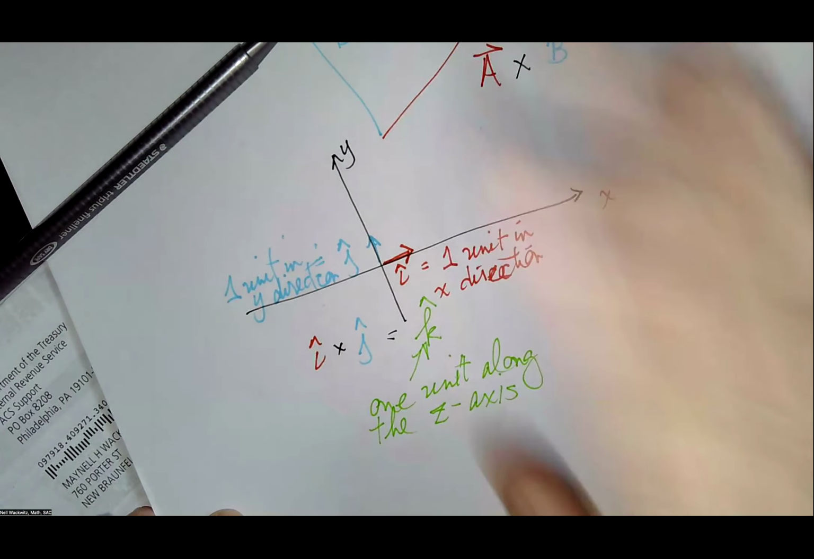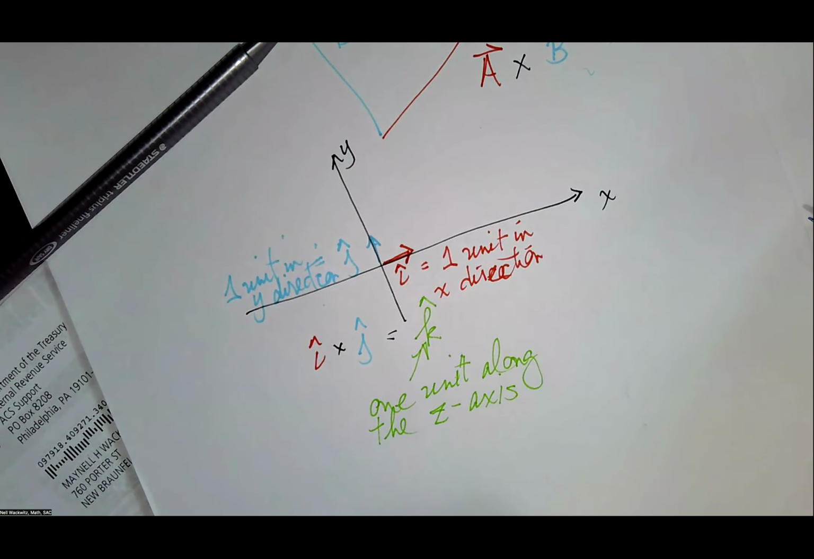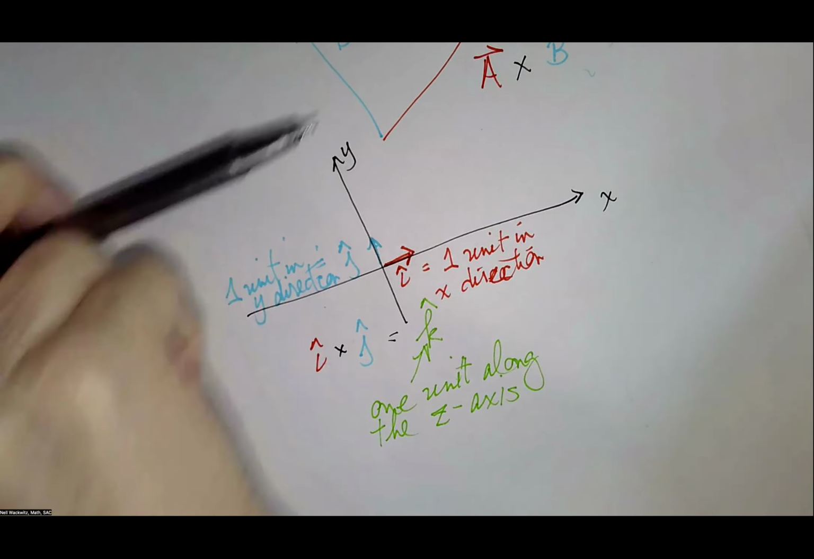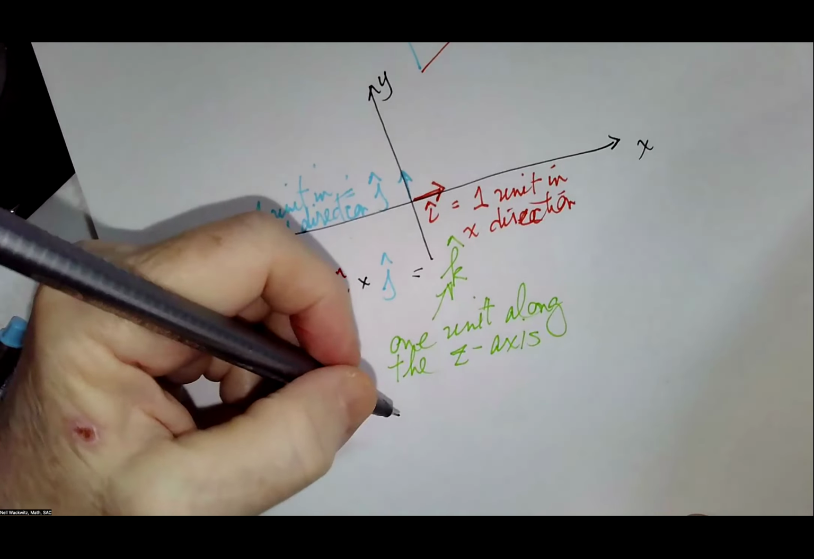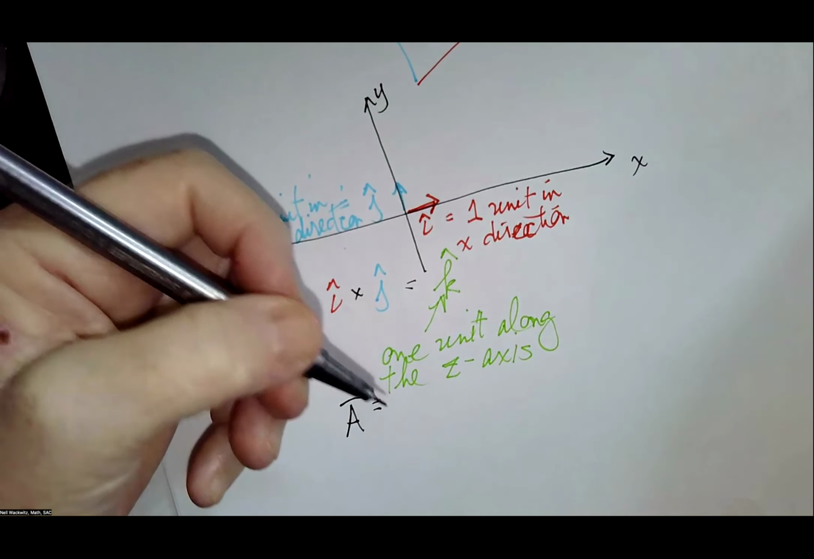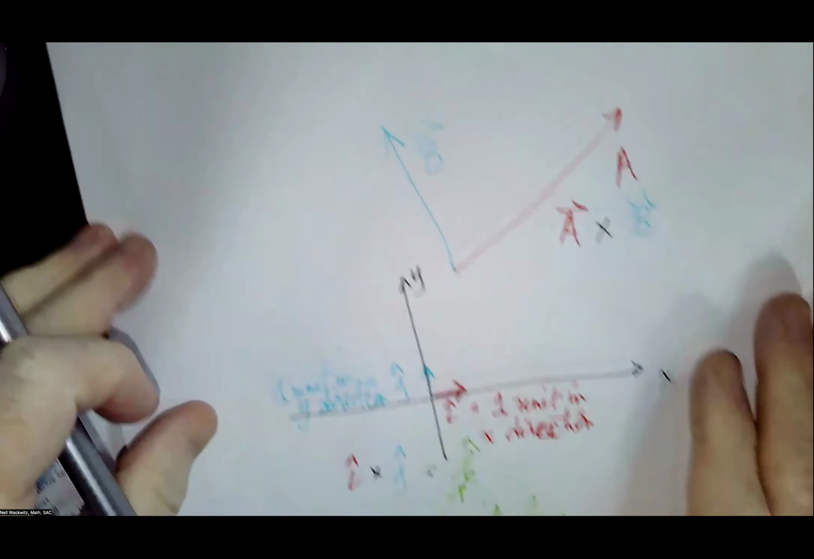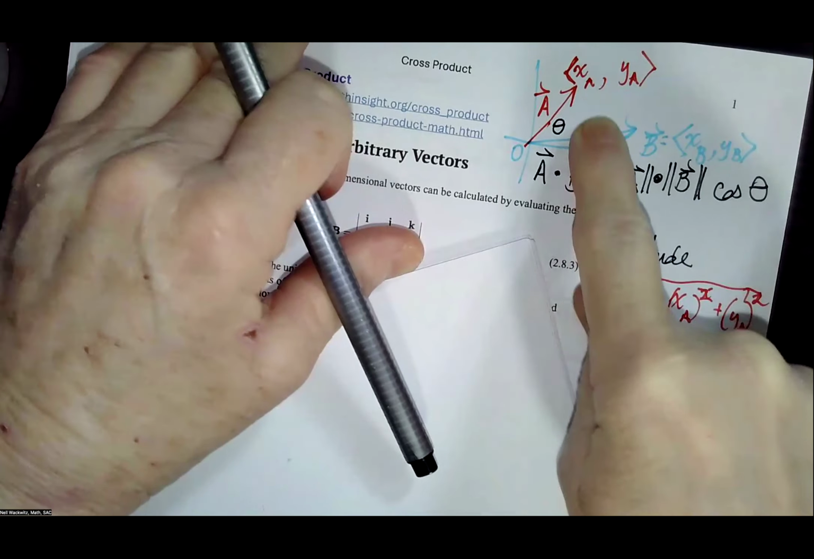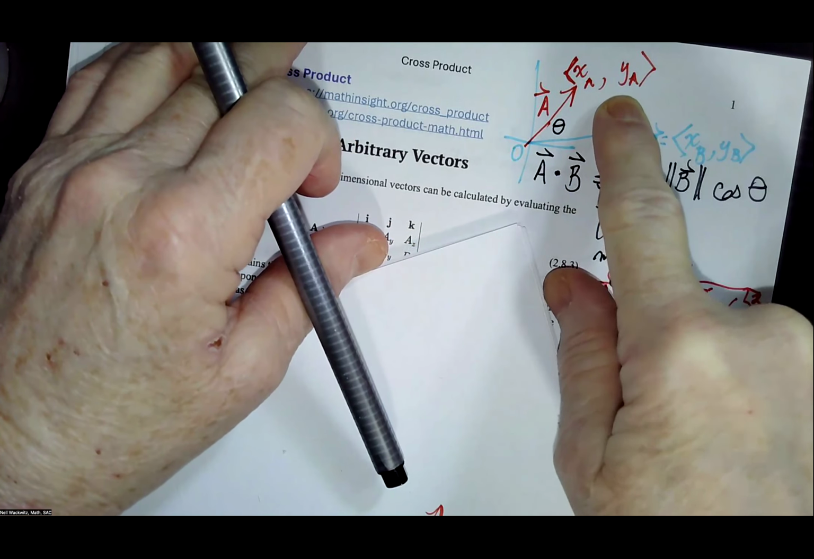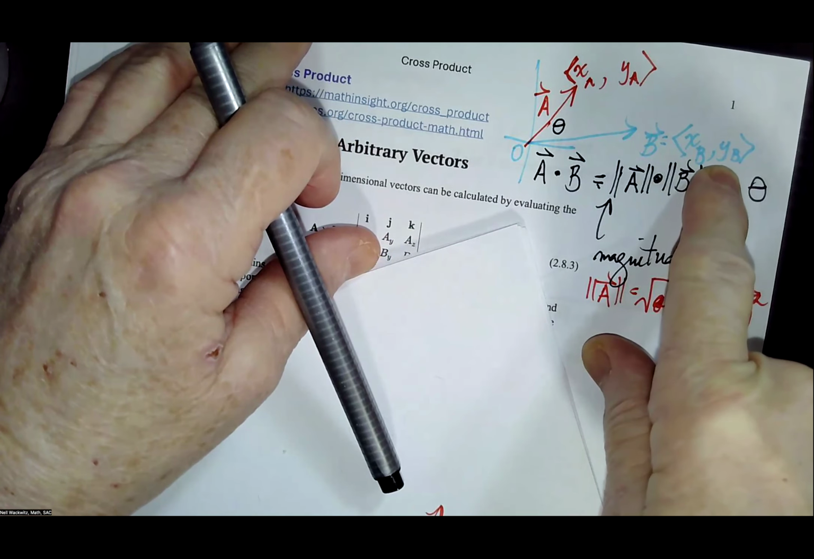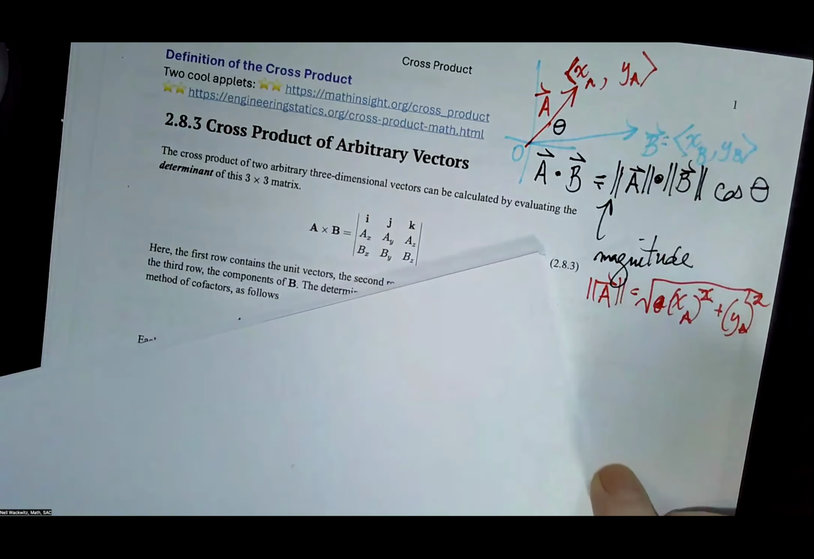The way that we find the cross product, there are a couple of ways, but the standard way that we start is, let's write A. Remember that we had x sub A, y sub A for vector A, and x sub B, y sub B for vector B.